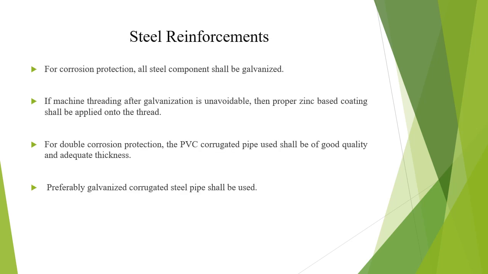Steel reinforcement. For corrosion protection, all steel components shall be galvanized. If machine threading after galvanization is unavoidable, then a proper zinc-based coating shall be applied onto the thread. For double corrosion protection, the PVC corrugated pipe used shall be of good quality and adequate thickness. Preferably galvanized corrugated steel pipe shall be used.